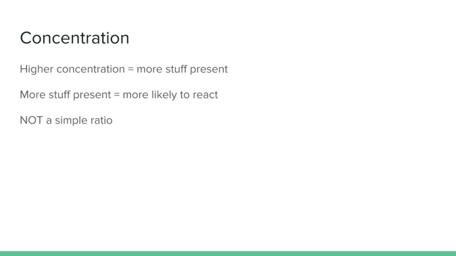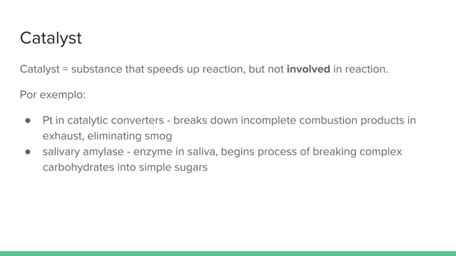But in general terms, the more you have of your reactants, the faster the reaction is likely to go, in most cases. And finally, we have our catalysts. A catalyst is a substance that increases the speed of a reaction, but it is not consumed in the reaction. So it's in the reaction, but not of it, to steal from the evangelicals.